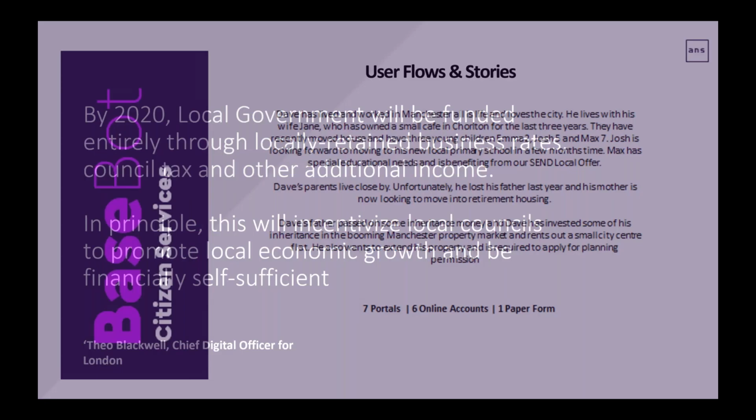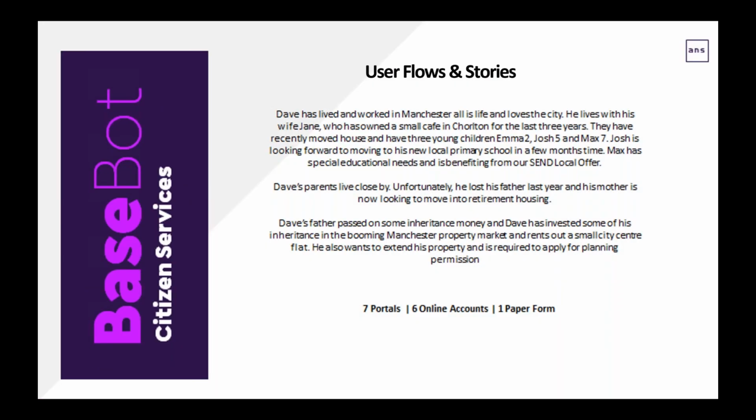One of the things you can do in order to achieve that is create some example user flows and stories. This was actually produced by a council based up in Manchester, and it's exploring what a typical family would look like. So in this instance, we have Dave. He has a wife called Jane who owns a small cafe in Chorlton. They have some young children. Dave's parents live close by. Unfortunately, he lost his father last year, and as a result of that, he's due some inheritance money.